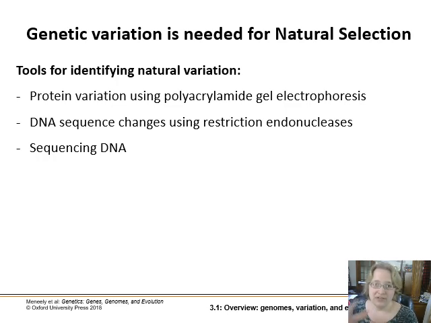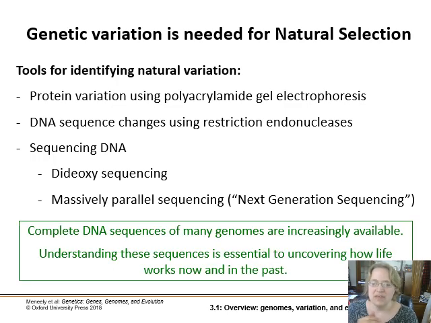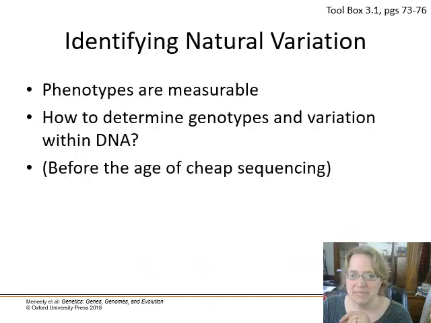And by far the easiest one of these, and the coolest, and the most recent, and also the most expensive, is sequencing DNA, either by the more traditional dideoxy sequencing or massive parallel sequencing, next generation sequencing. And we're going to talk about sequencing DNA a little later on. DNA sequences are getting increasingly available as the cost of sequencing comes down. But understanding these sequences is really key to making phylogenies, understanding genetic relationships, and evolution over time.